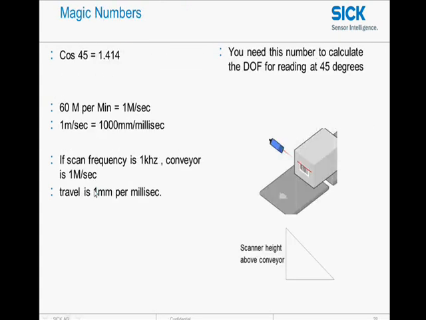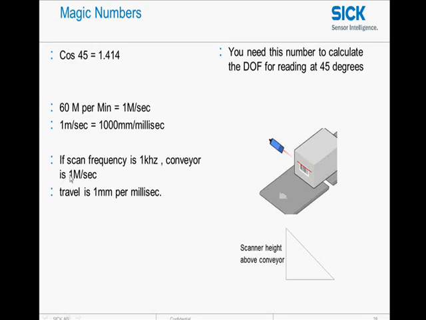A few magic numbers that you need to learn. Just remember cos 45, I'll explain that in a second. And a few things that are useful to remember, that 60 meters per minute is obviously 1 meter per second, but 1 meter per second is 1000 millimeters per second, or 1 millimeter per millisecond. I know it sounds obvious, but the scan frequency of our scanners is often 1000 hertz.